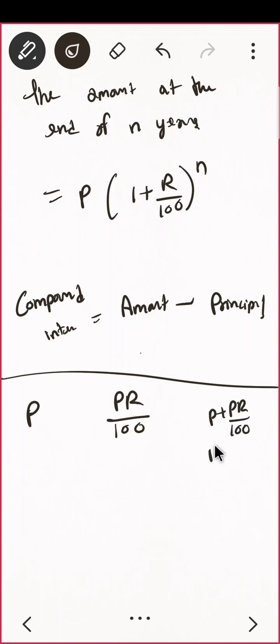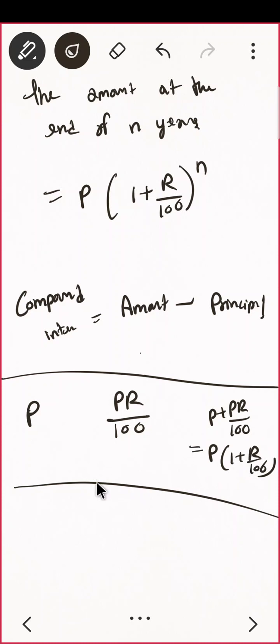That is what you can take P common. It will be 1 plus R upon 100. So in the next year, I will be having this as principal, that is P into 1 plus R upon 100. And if I multiply again with this, it will be what? This will be multiplied with R upon 100 again. So that is P into 1 plus R upon 100 multiplied by R upon 100 again.